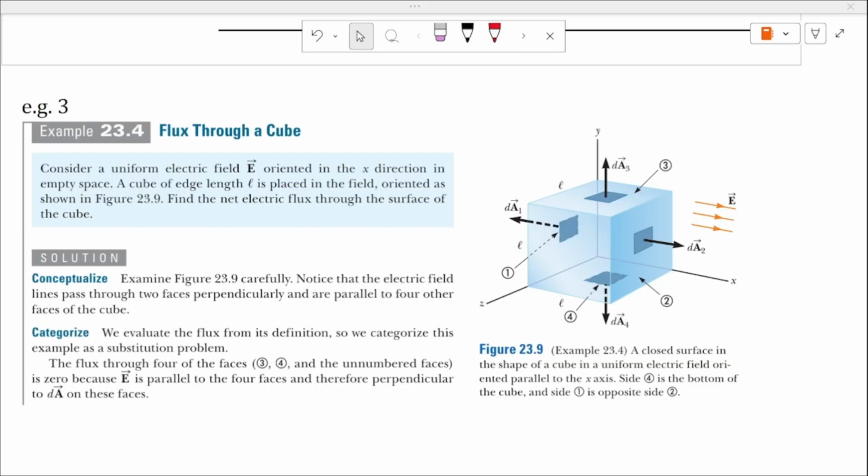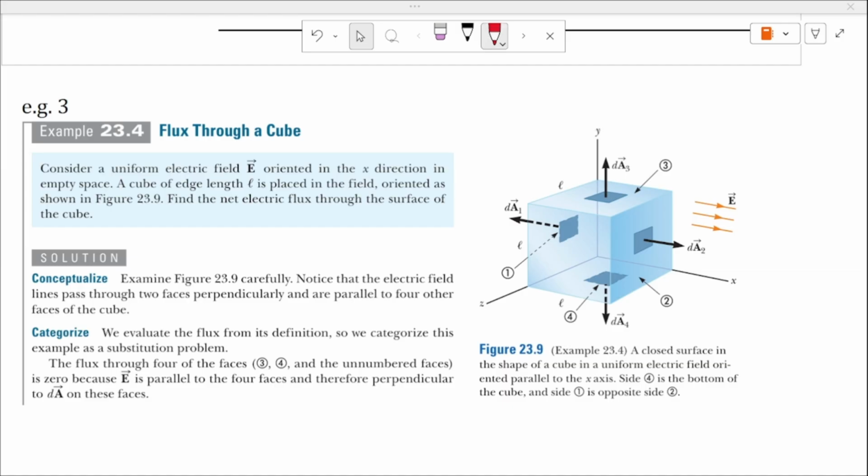Let's do an example. Example 3, flux through a cube. Pause the video for a minute to read. We have a cube at the origin and a constant electric field directed in the positive x direction. The four faces that are parallel to the x-axis contribute nothing to the total flux, hence nothing to the net flux. Because the normals are all perpendicular to the electric field, the dot product is 0. And since the dot product is 0, the integral is 0.